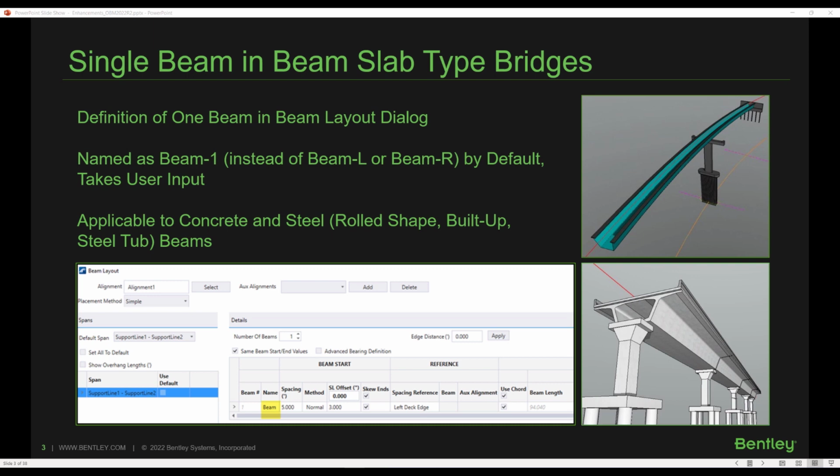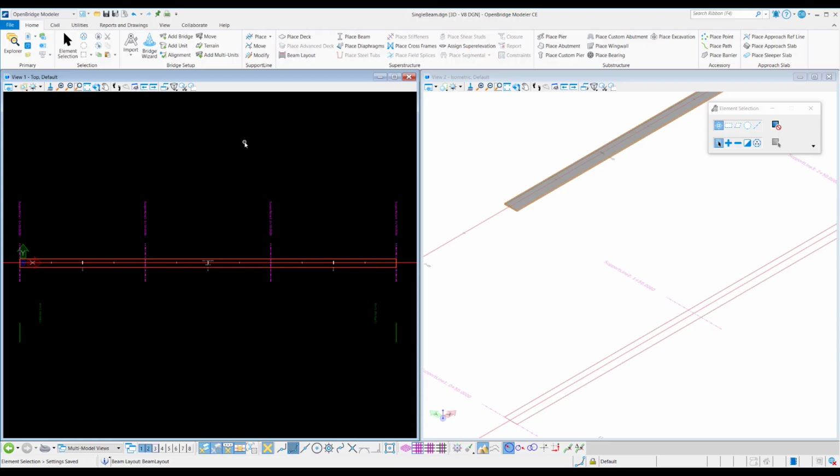The single beam option is applicable to all beam types including steel rolled shapes, built-up sections, tubs, and concrete beams, and can be used when modeling a unit for an extension or widening of an existing bridge. In OpenBridge Modeler, I have the support lines and deck in place. I specified the bridge type as beam slab concrete girders to define precast beams.